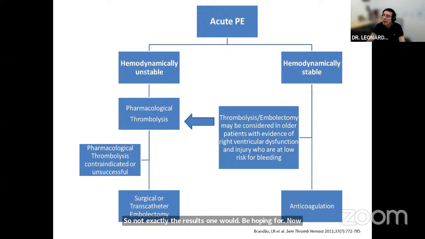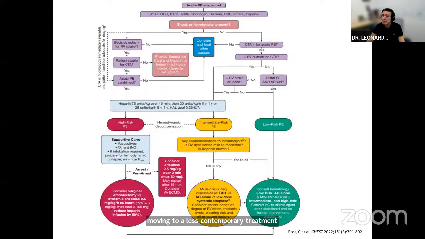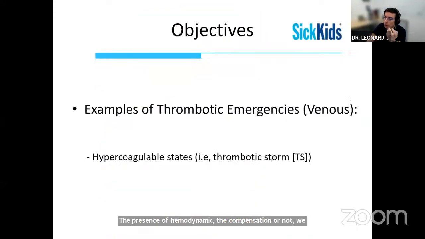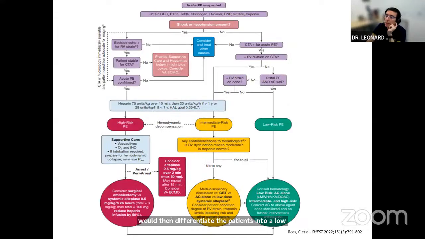Now moving to a less contemporary treatment algorithm, and perhaps a more contemporary one that we would have worked on together with colleagues at Boston Children's. Hopefully I can highlight to you that anticoagulation is sine qua non. And then we would evaluate laboratory biomarkers, which would include troponin, for example, and also imaging to quantify right ventricle strain or not, and according to blood pressure, reminding ourselves that we need to relate to age-appropriate blood pressure tables, the presence of hemodynamic decompensation or not. We would then differentiate the patients into low risk, intermediate risk, and high risk pulmonary embolism.